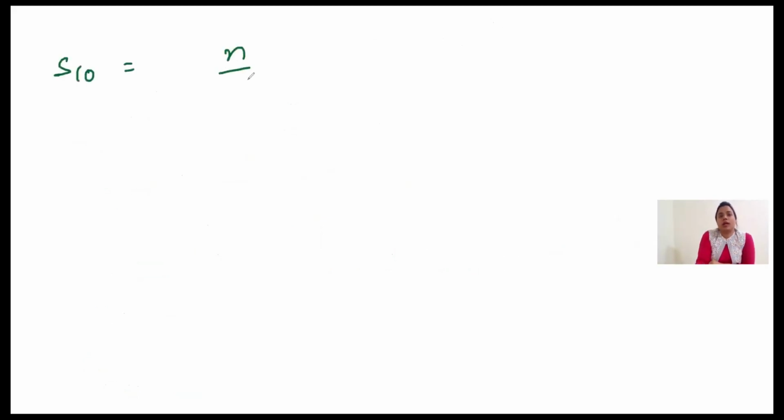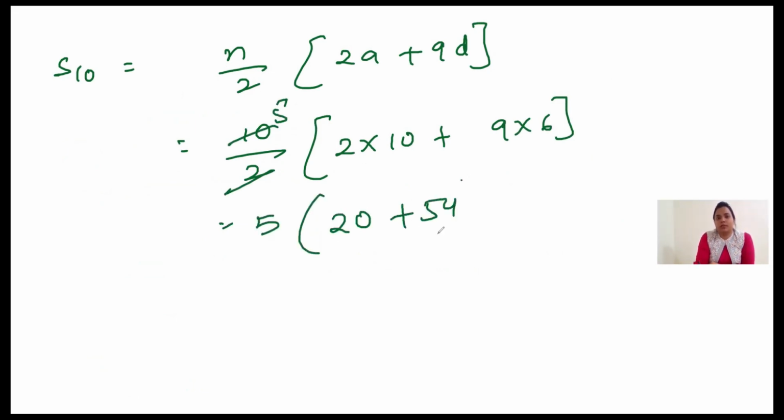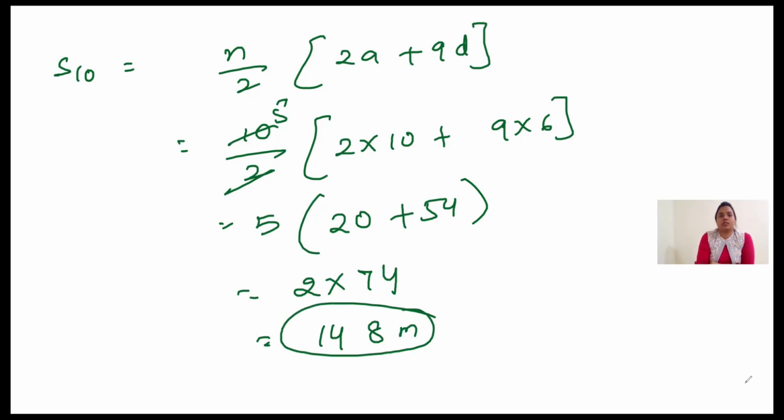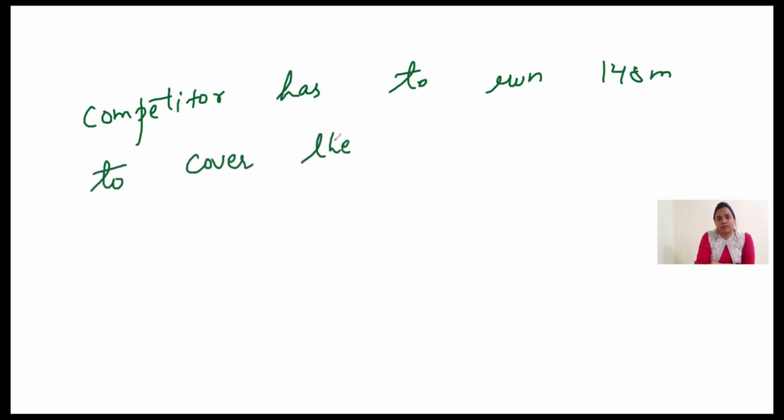S10 is equal to n by 2 into (2a plus 9d), that is 10 by 2 into (2 into 10 plus 9 into 6). This will get cancelled, 5 into (20 plus 54). This is 5 into 74, and this is equal to 370. The competitor has to run 148 meters to cover the complete distance.